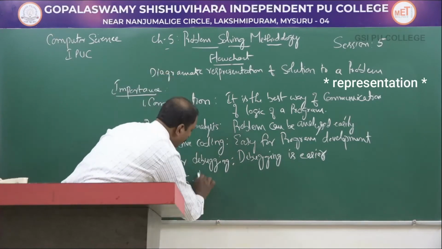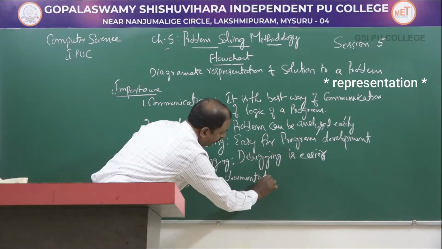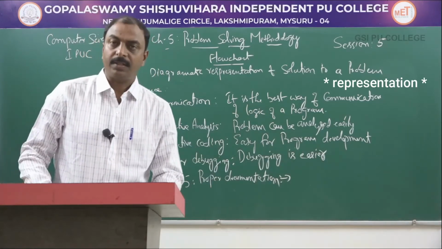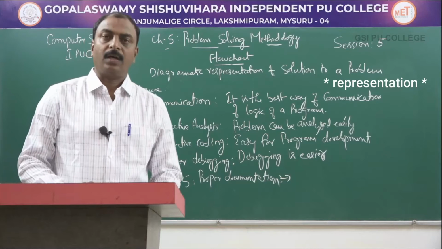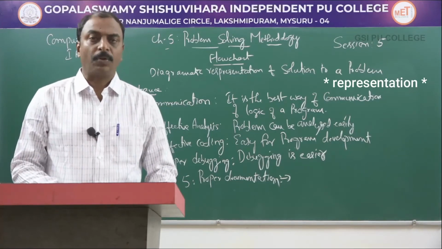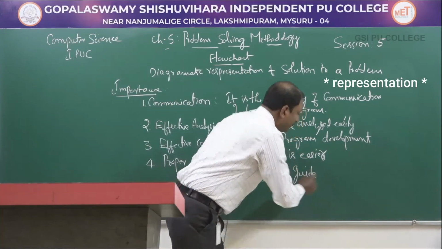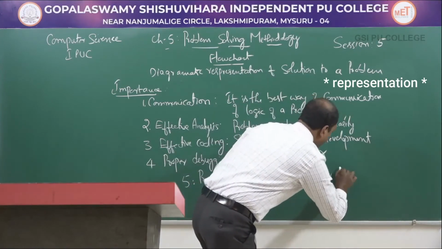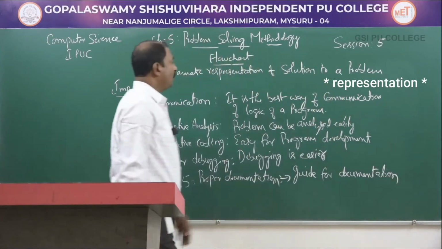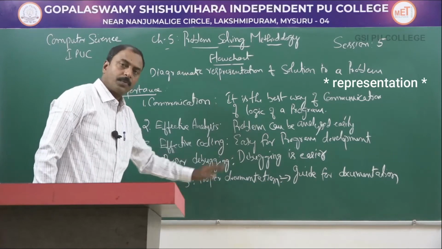Fifth one is proper documentation. You know what is documentation? A reference material for the benefit of the user, in which they mention how to use a particular product or software. Flowchart acts as a guide or a user manual for documentation. So flowchart acts as a better documentation for any particular application or program.